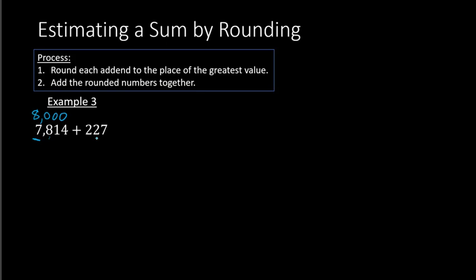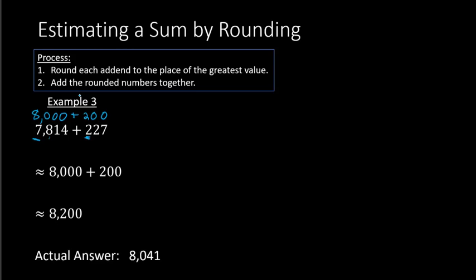And then 227, if we round this to the greatest place value, we're going to round the hundreds place. So we round the 2 by looking at the 2 after it, and because the 2 in the tens place is less than 5, the 2 is going to remain as a 2, and then the following numbers would be zeros. That's what we mean when we say round each addend to the place of the greatest value. So now we have 8,000 plus 200, and that would give you our approximation of 8,200. And the actual answer, by the way, is 8,041. So we notice that we're pretty close.